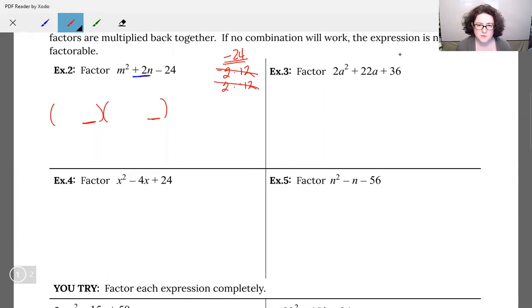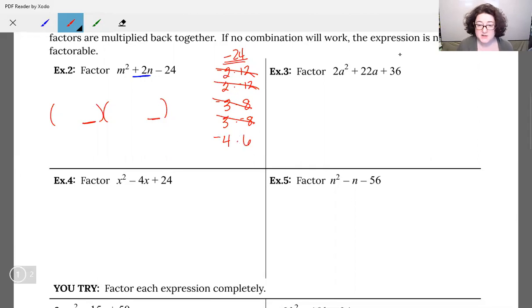What are some other things that we could multiply to make a negative 24? Well, what about 3 and 8? Again, if we think about our combinations, like negative 3 times positive 8 or 3 times a negative 8, when we try to add those together to find the sum, it's not going to get us to that 2n that we're looking for in the middle. So those won't work. Another combination we could use would be 4 and 6.